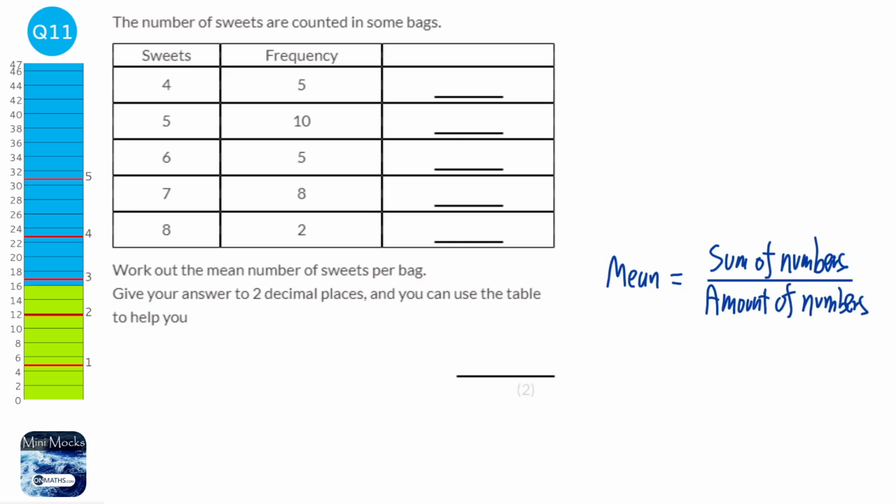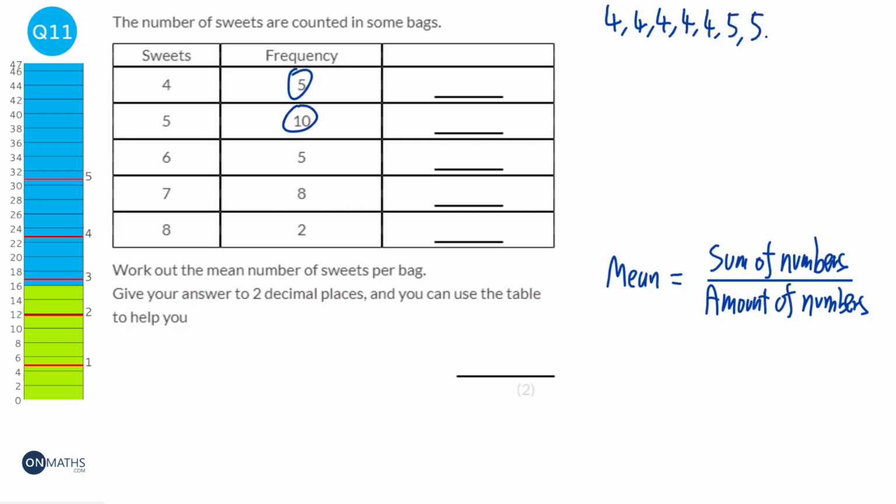The first thing I want to just highlight is that a frequency table is just saying that there are 5 lots of 4. So we can imagine writing out 5 lots of 4. And then there are 10 lots of 5. So you can imagine writing 10 lots of 5. I'm not going to, but that's all a frequency table is saying.